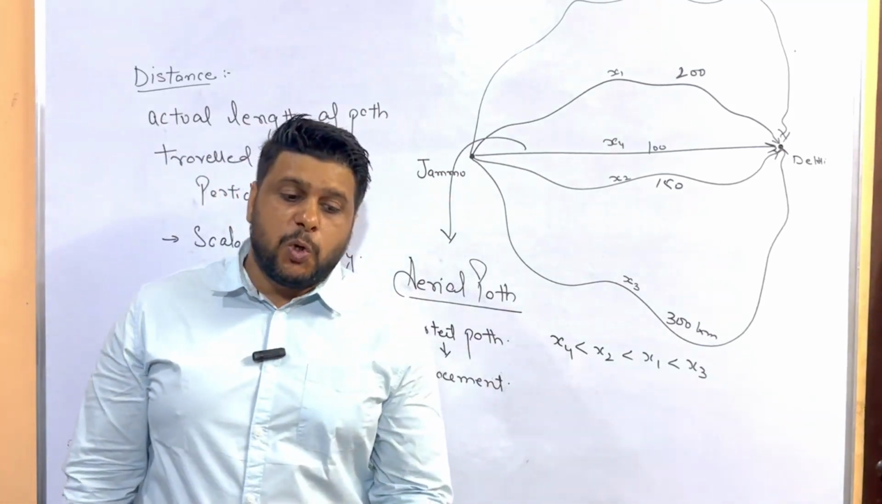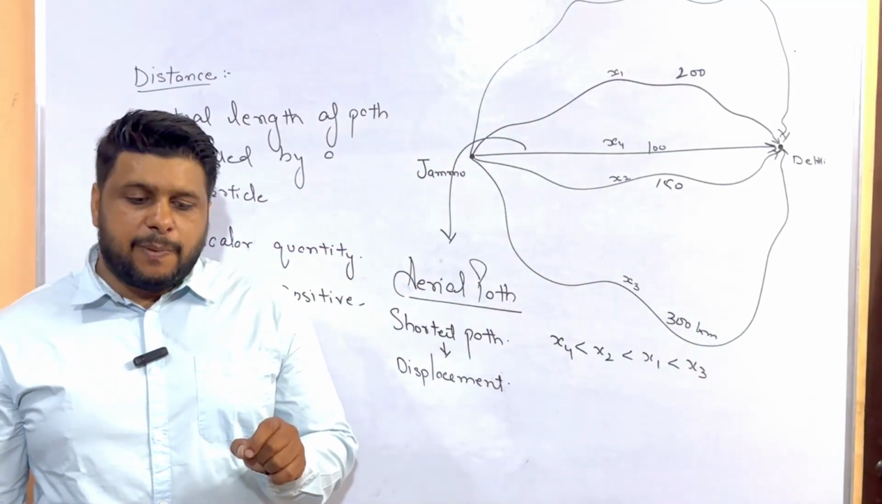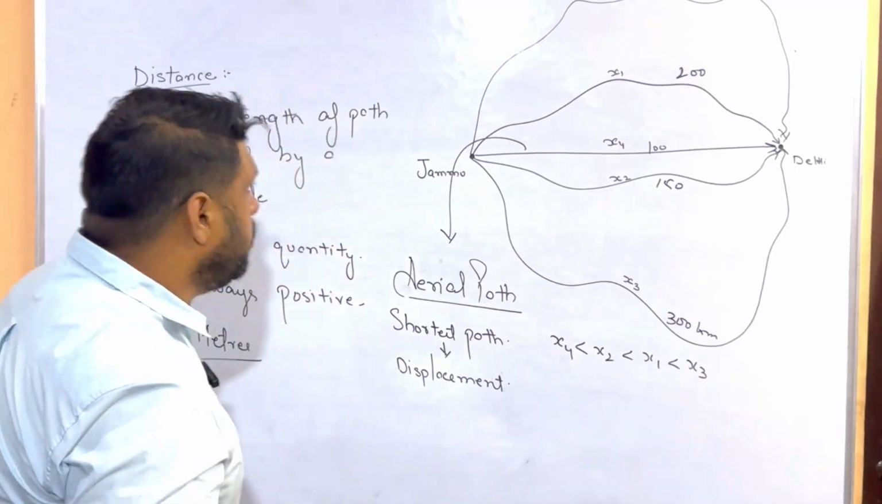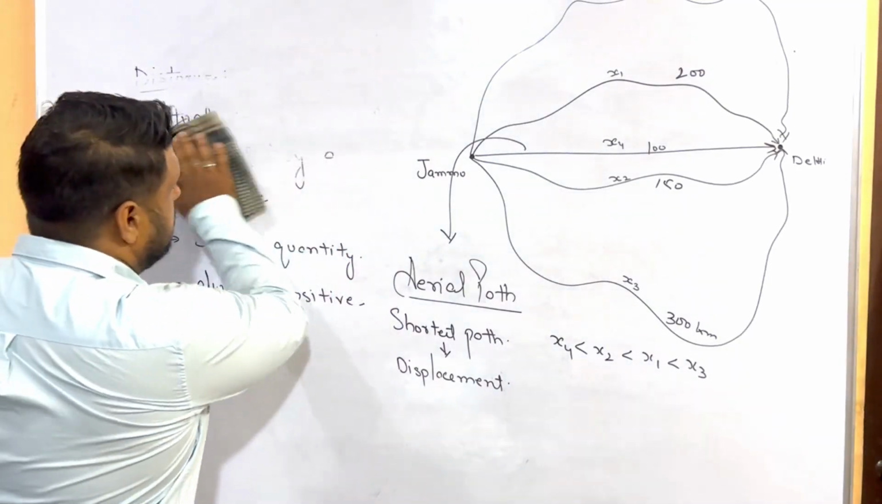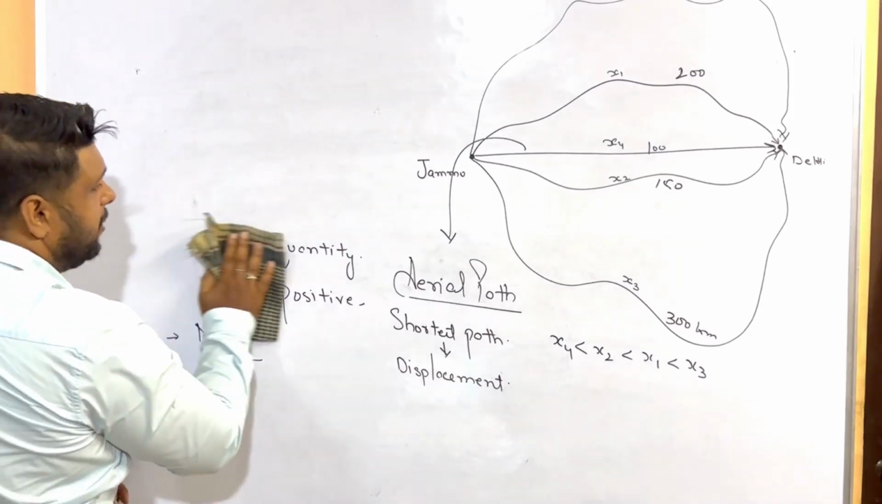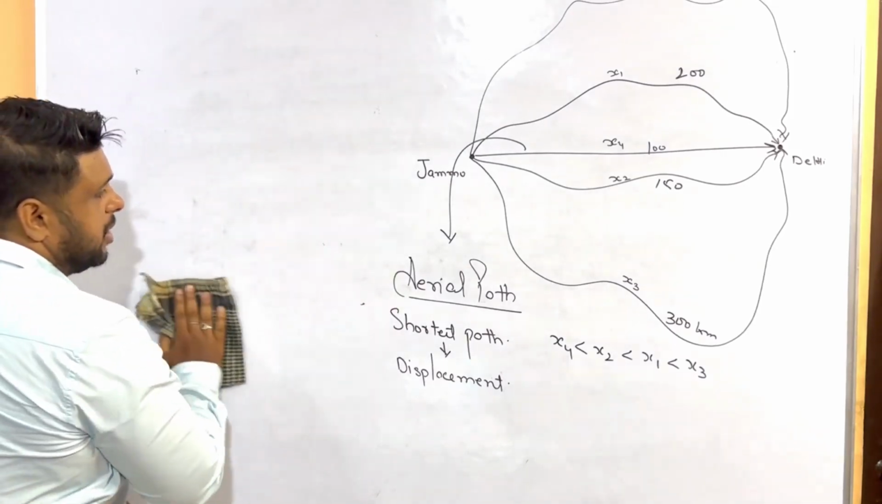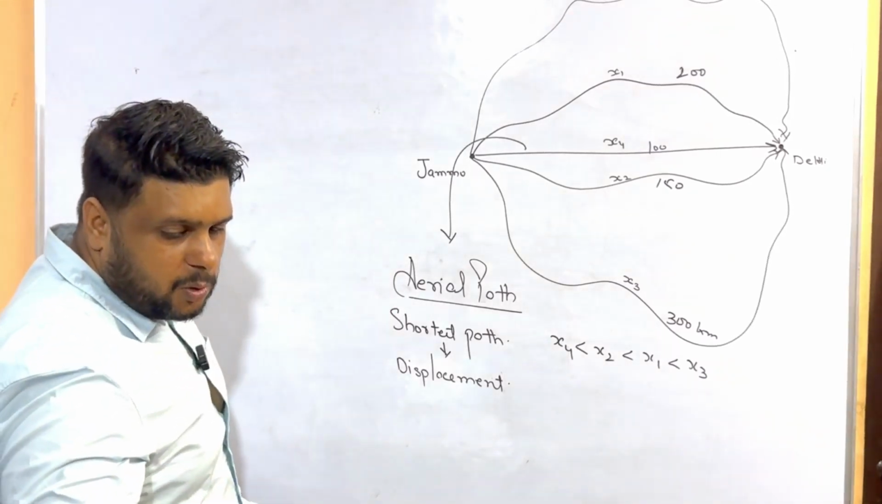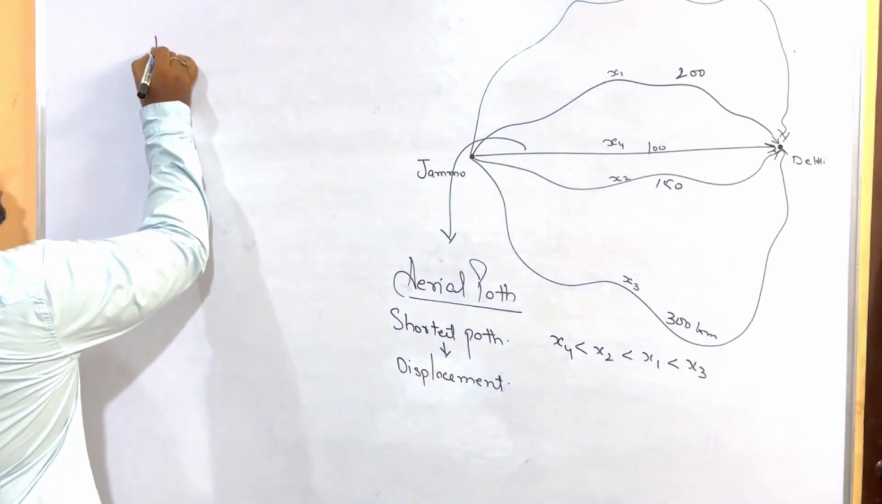Shortest path is known as displacement. So next we are going to talk about displacement. I'm going to rub this portion, and keep this diagram here because I'm going to use this one. So I am starting displacement.